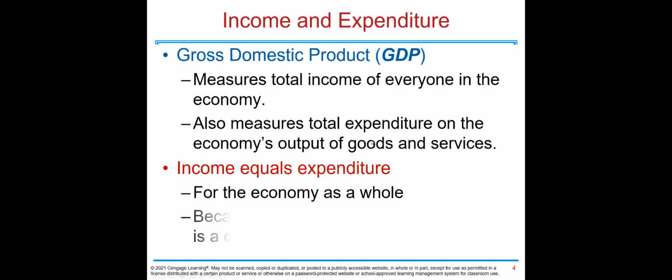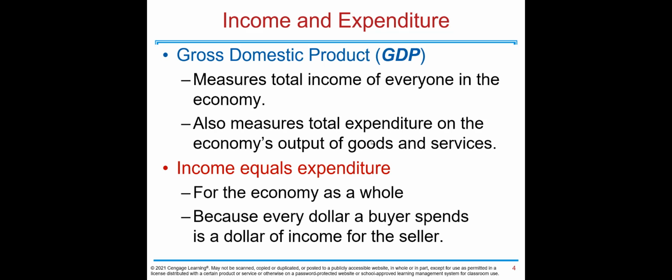So in this class we are learning macroeconomics, and the first term that we need to know is income and expenditure. Let's start with GDP, which is gross domestic product. GDP measures the total income of everyone in the economy. It also measures the total expenditure on the economy's output of goods and services.